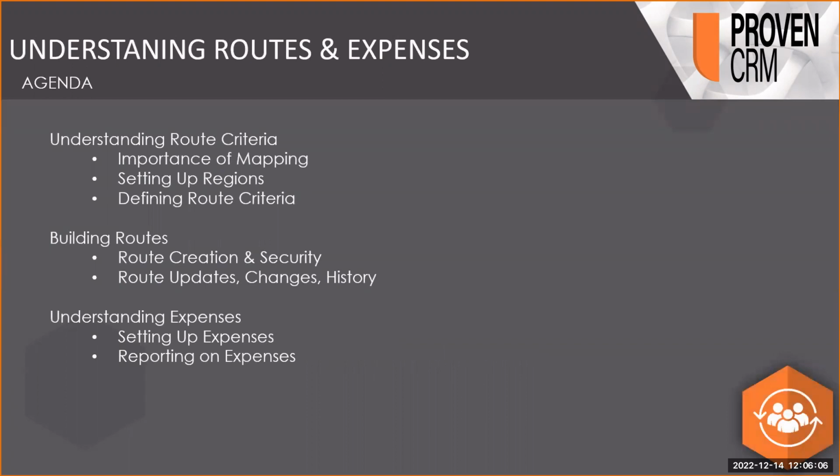For today's agenda, we are going to be focusing on three main areas: understanding route criteria, the importance of mapping and address verification, setting up regions, and defining the route criteria. Then we'll segue into building routes, how to create those routes, how to update routes, view changes, and view route history. And lastly, we'll be taking a look at understanding expenses, setting up expenses, and reporting on expenses in CRM.